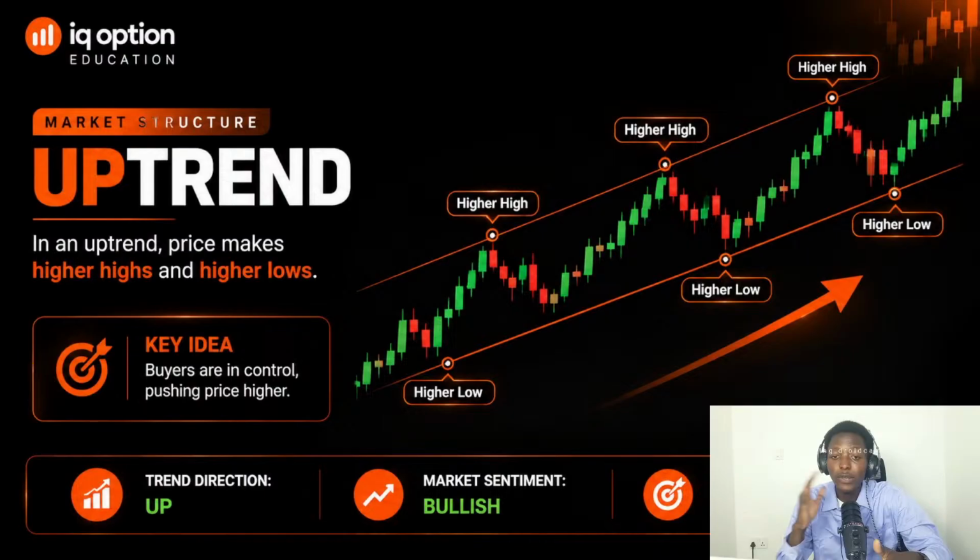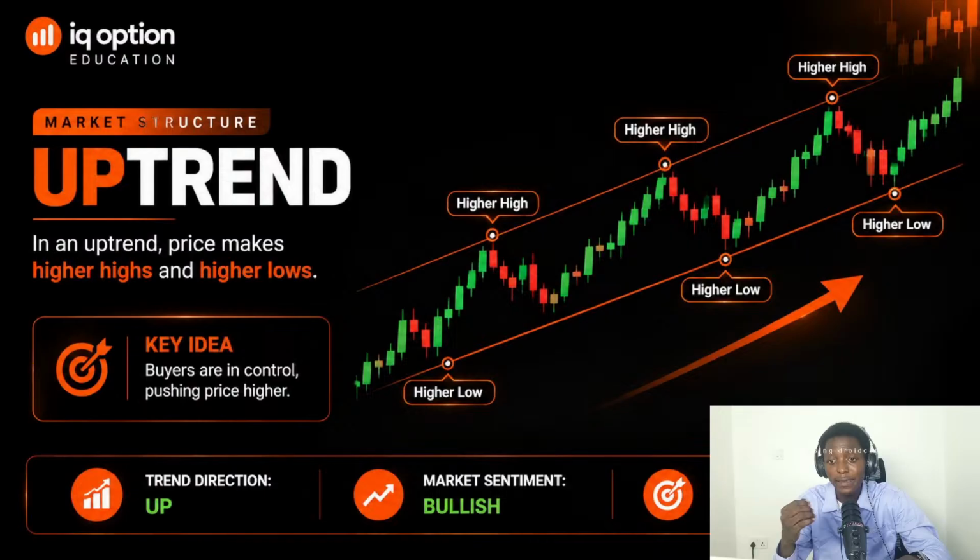A trend is the general direction in which the price of an asset is moving over a period of time. So where is price heading in that period? There are three different market conditions that define a trend. There's an uptrend, which is what you are looking at right now on your screen, there's a downtrend, and then there is sideways.